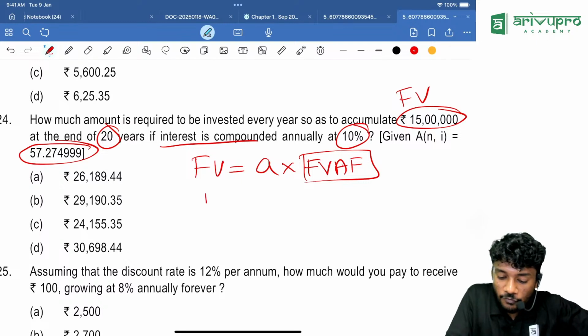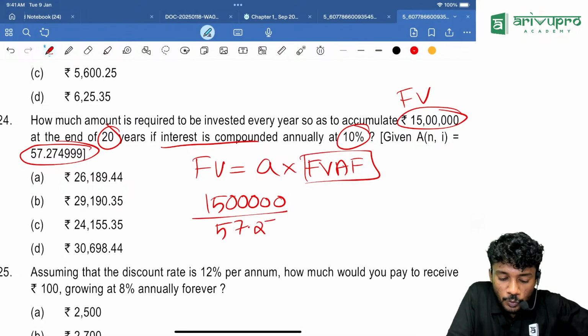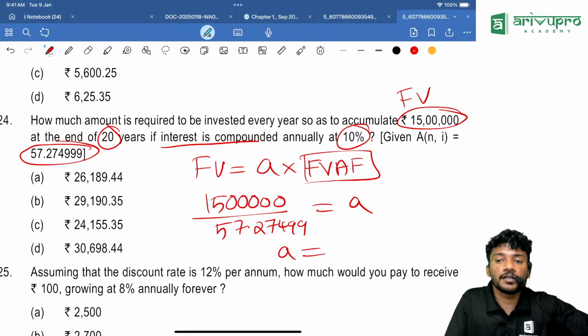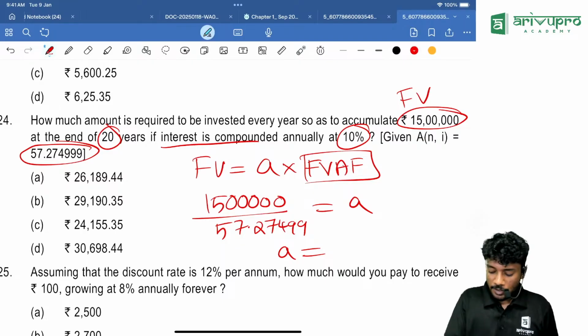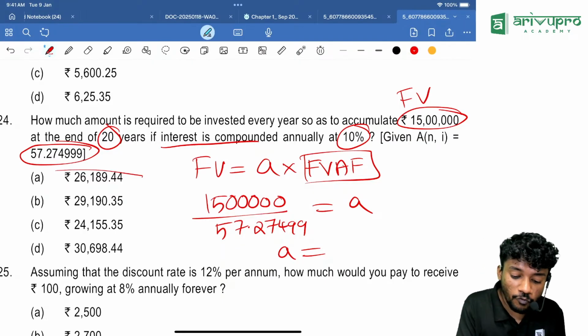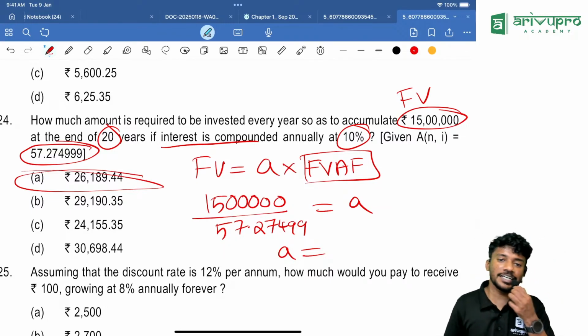57.27499. So 15 lakh. Everyone take the calculator. 15 lakh divided by 57.27499 is equal to the value of annuity. How much is the value of annuity? How much you got? 26... 189.44. Option A is our answer.